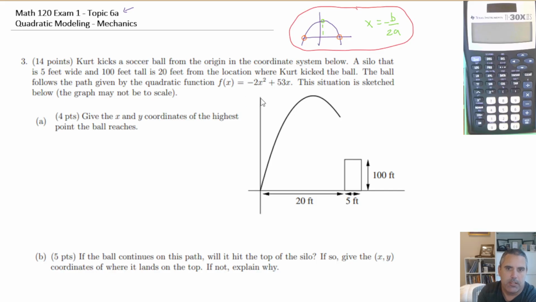All right, so let's read this question. We have Kurt here kicks a soccer ball. This is the function.